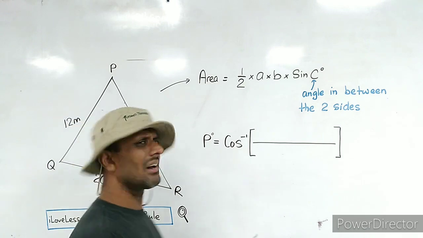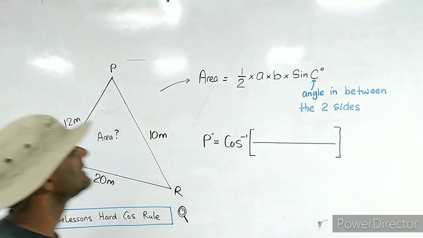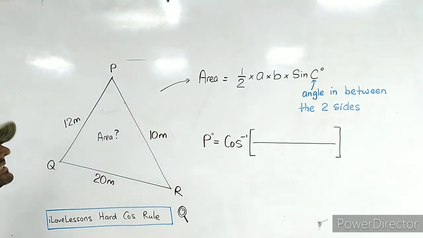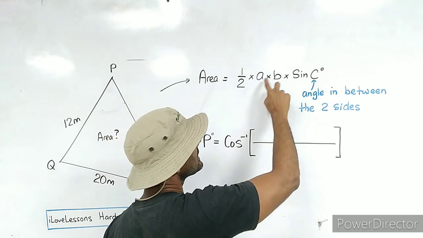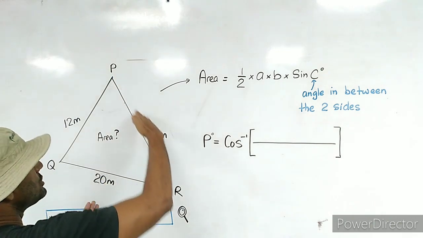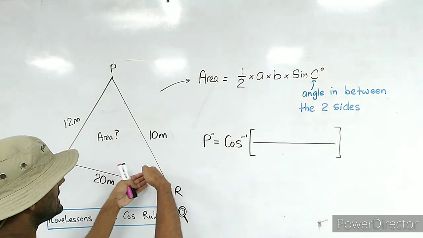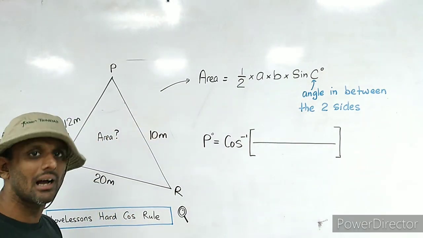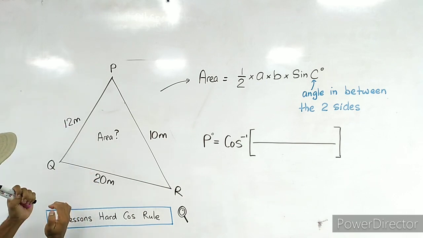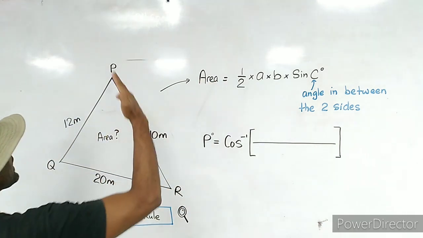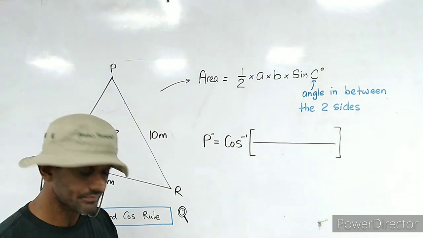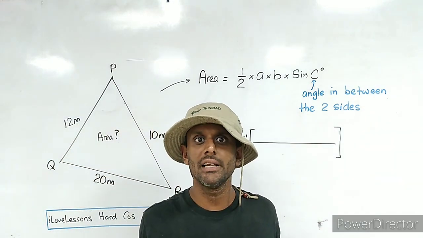What is A and B, and what is this sine C about? Usually, all you need is two sides and the angle in between the two sides. So A and B usually represent the two sides. So if I choose 10 and 20, I would need the angle in between, and C is the angle in between. So if I chose these two sides and I had the angle in between, I could use this formula. And if I had the 10 and the 12, I would need angle P in order to use the formula. The truth is, we don't have any angles.